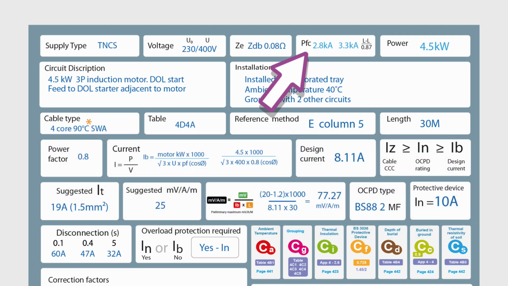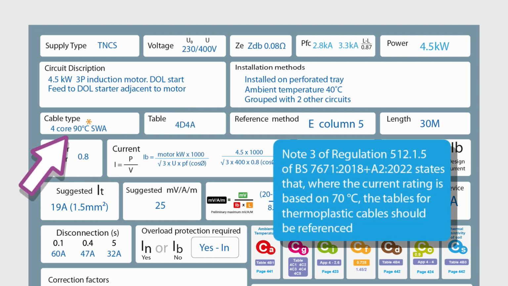And the power of the circuit that we're installing, 4.5 kilowatt 3-phase induction motor. We're taking a feed from a switch fuse to a direct online starter, which is directly adjacent to the motor. The installation is on perforated tray. We have an ambient temperature of 40 degrees C, and it's grouped with 2 other circuits. We're going to install a 4-core 90 degrees C SWA cable. We'll come back to the 90 degree.